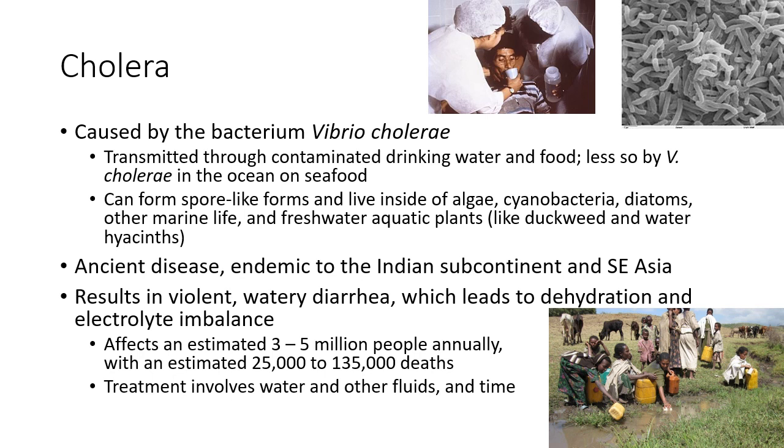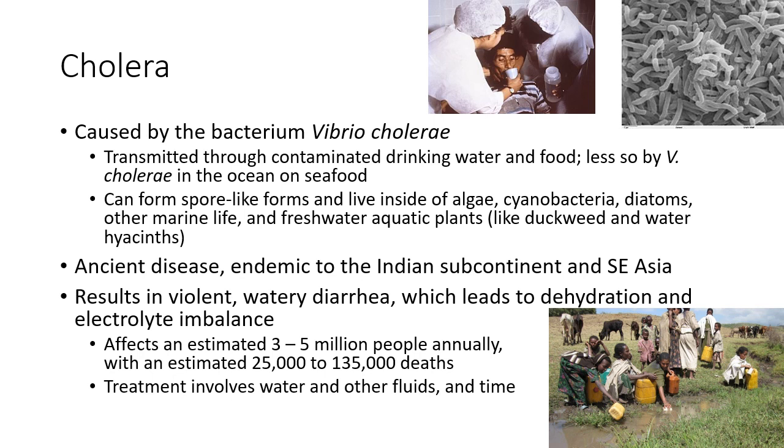It can also form spore-like forms on the inside of algae, like inside of algal cells, inside of cyanobacterial cells, and be transmitted that way as well, and eventually get into a human host. However, that is much less common. So the two ways are coming from water that is contaminated with human fecal matter, and then from seafood, specifically crustaceans, where that bacteria can attach to their chitin exoskeletons and then be ingested if it's raw or undercooked.